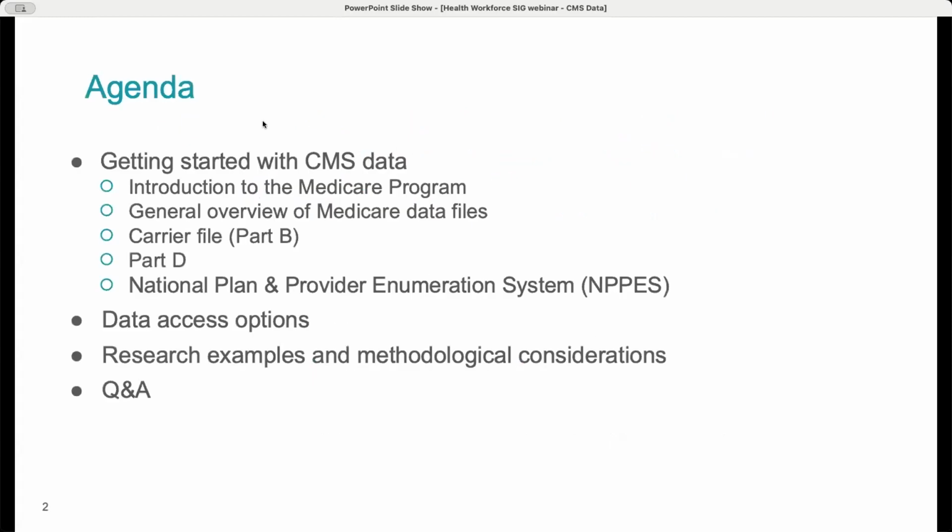To get us started, I'm going to share with you the agenda, which we'll start with how to get started with CMS data, the introduction of the Medicare program, and then we'll talk about a general overview of Medicare data files. We'll focus specifically on the carrier file, the Part D file, and the National Plan and Provider Enumeration System file. We will go through the data access options and provide some research examples and methodological considerations for you, followed by Q&A. Betsy and I will trade on and off through this webinar.